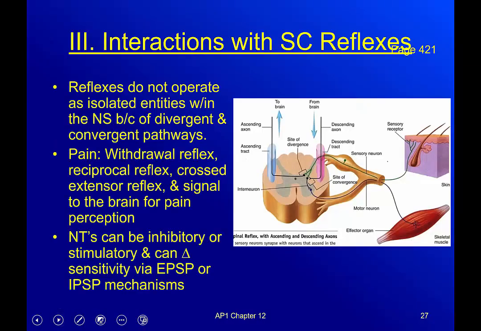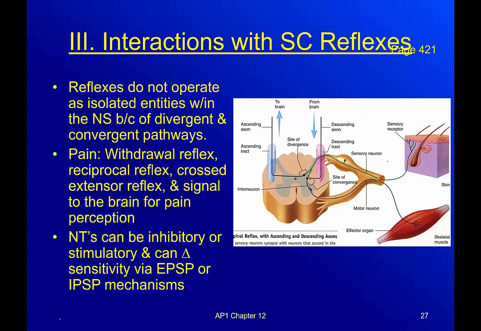So, reflexes do not operate as isolated entities within the nervous system because of divergent and convergent pathways. Remember, divergent means that it goes in several different directions. Convergent means that I've got several things coming together in one point. So that pain withdrawal reflex, reciprocal reflex, crossed extensor, and the signal to the brain, these are 4 different things that are happening all at the same time.